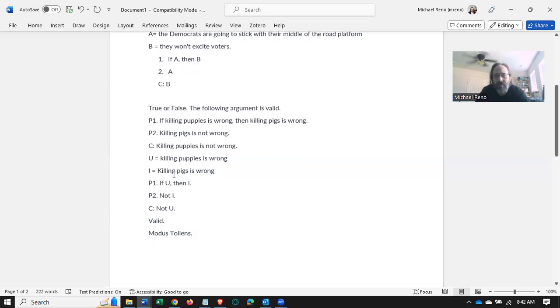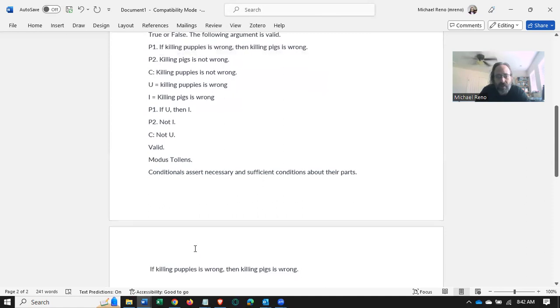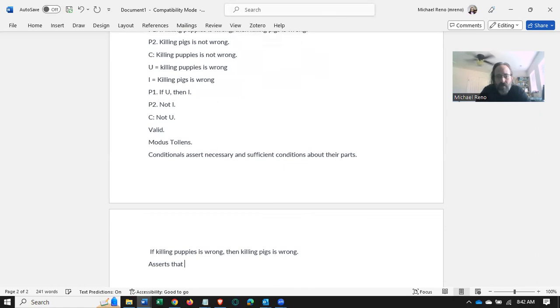One more way to understand what's happening with these conditionals. Conditionals assert necessary and sufficient conditions about their parts. Specifically, in the conditional, if killing puppies is wrong, then killing pigs is wrong, what's being asserted? The following is being asserted. This means that, so if killing puppies is wrong, then killing pigs is wrong.